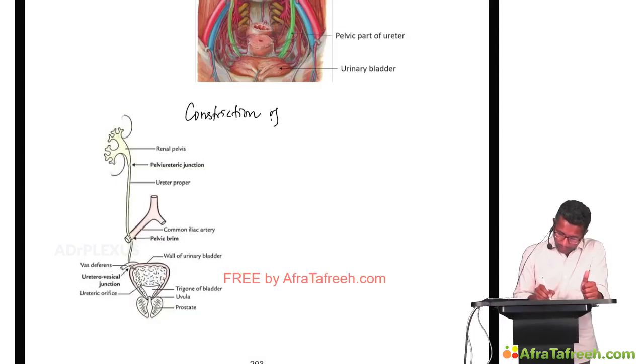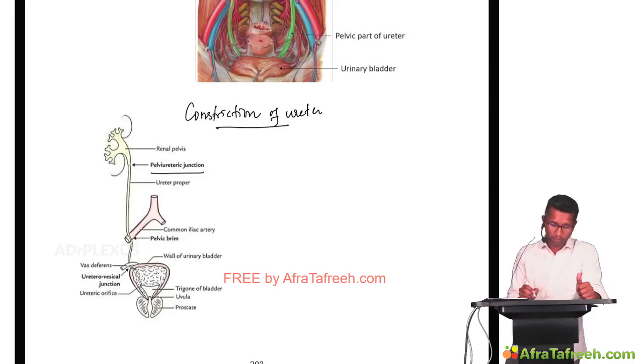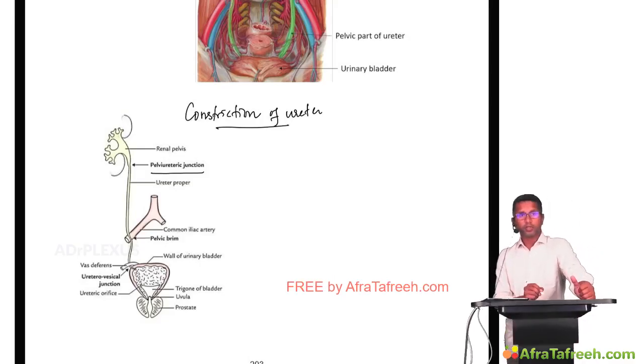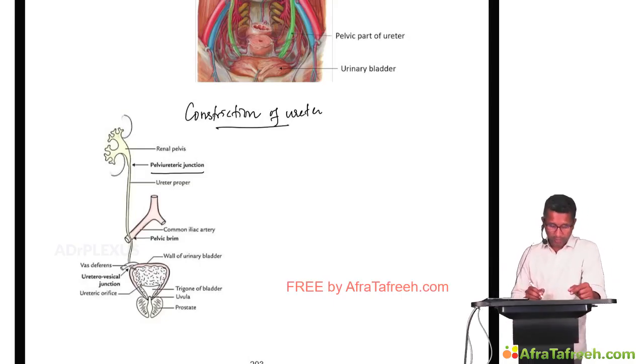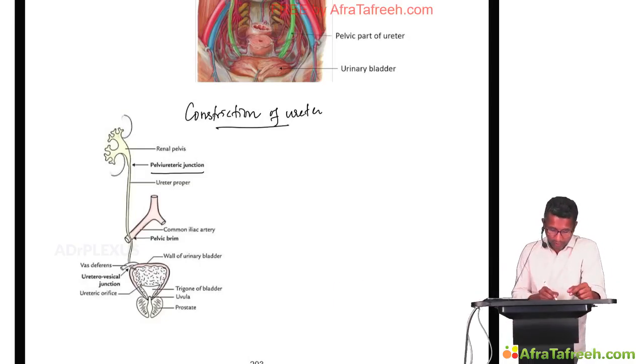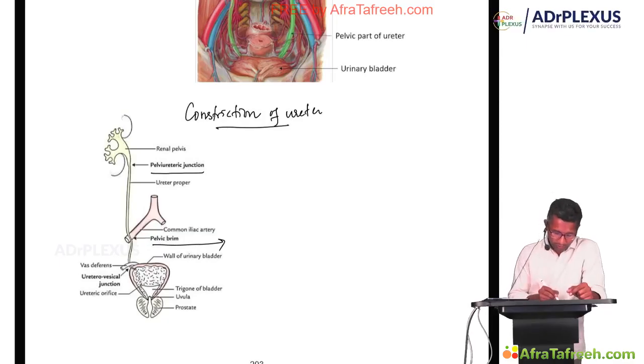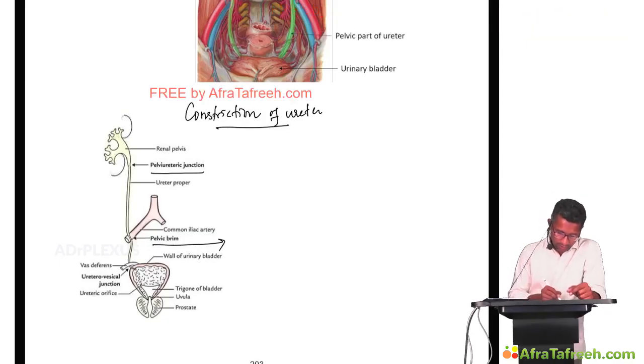Constrictions of the ureter are seen in the following areas. One, at the junction of the renal pelvis and the ureter, which is called the pelvic ureteric junction. The next area is the point where it crosses the pelvic brim. Then the point where it is crossed by the vas deferens has a constriction, and the point where it enters the bladder has a constriction, called the vesicoureteric junction.